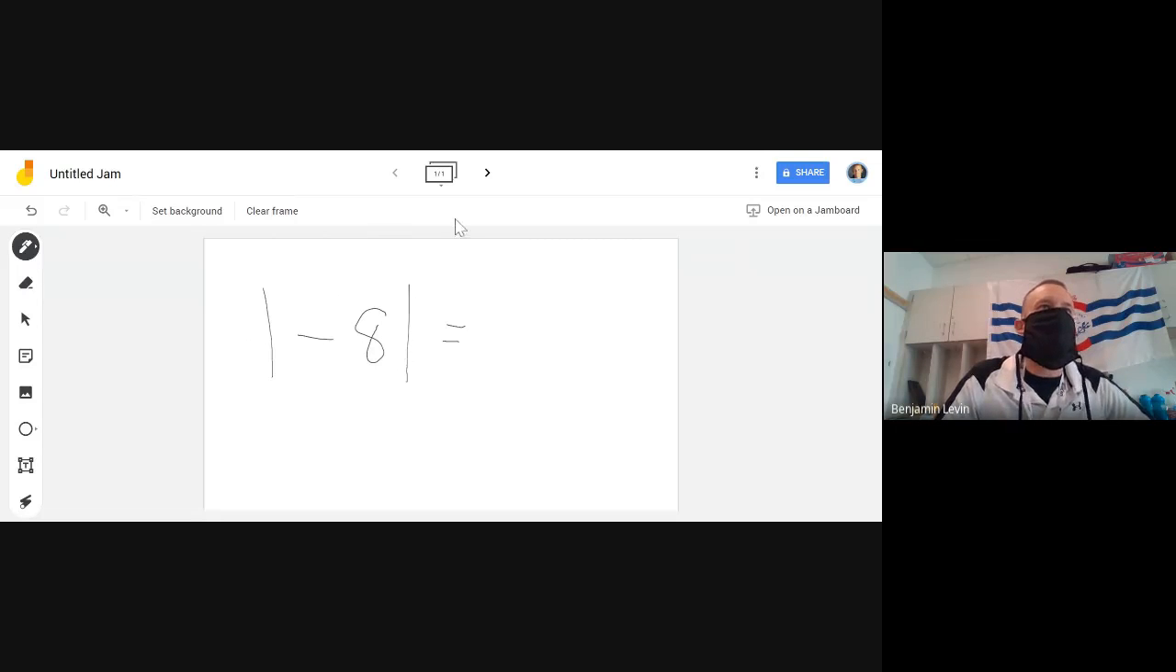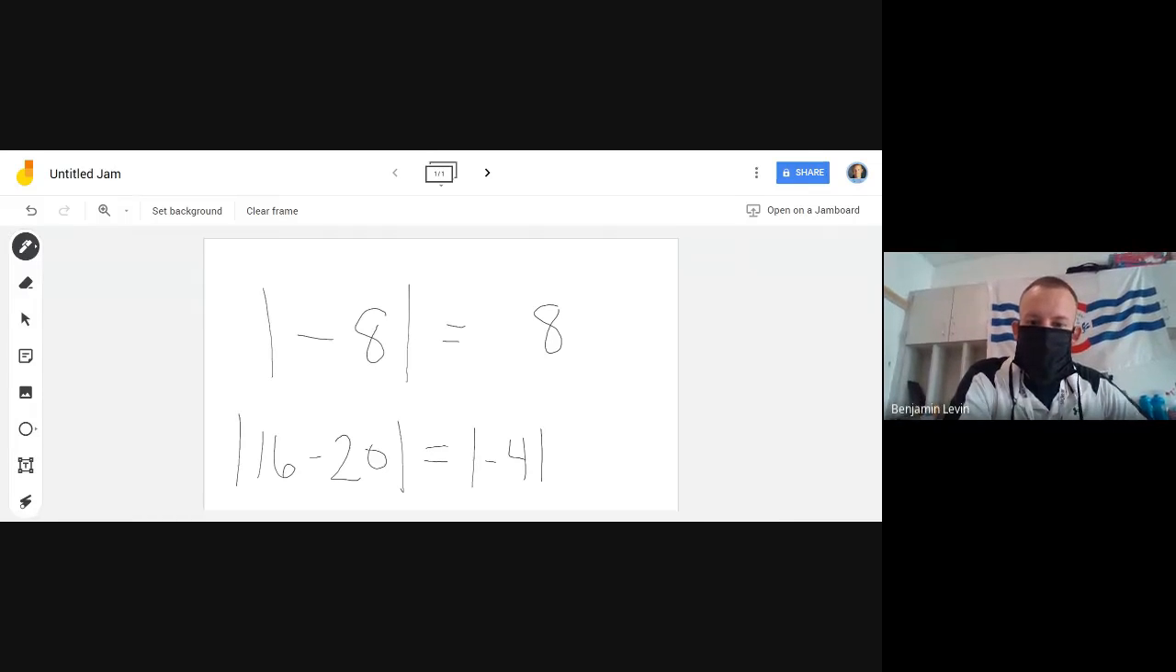So the absolute value of -8 is 8. We take away the negative. If I said, what's the absolute value of 16 minus 20, right? 16 minus 20 is -4. The absolute value of -4, we know that everything inside these bars cannot be negative. The absolute value of -4 is 4, right?